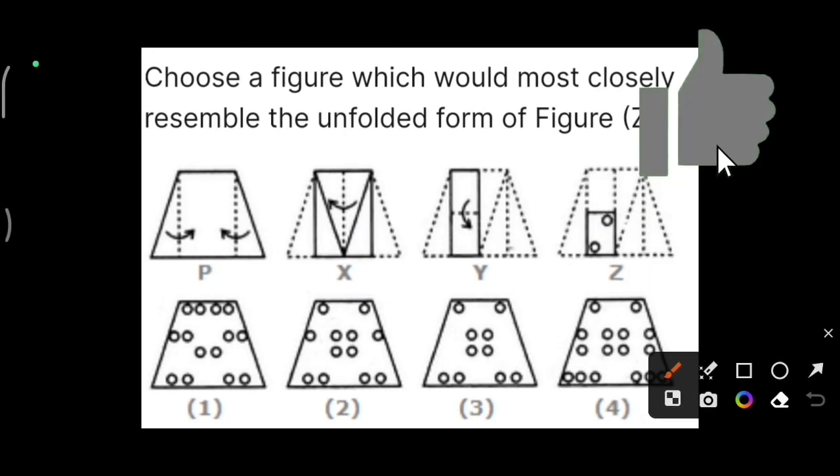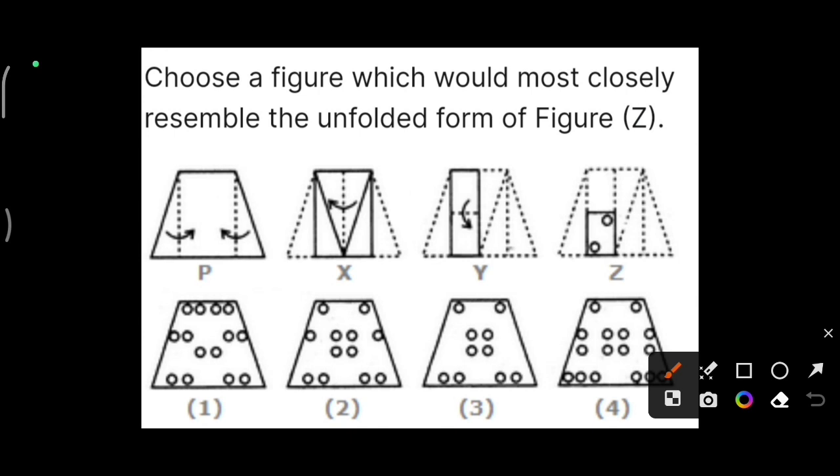Now let us move to the second question of this video. The second question, he has taken a paper like this, you can see in the figure P. So he made the folds like this. Here you can see he made the folds like this. Later the folds are present in this manner in the X. Later by the half he is going to turn like this.